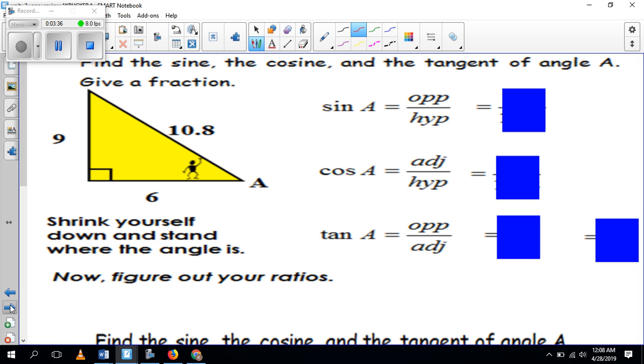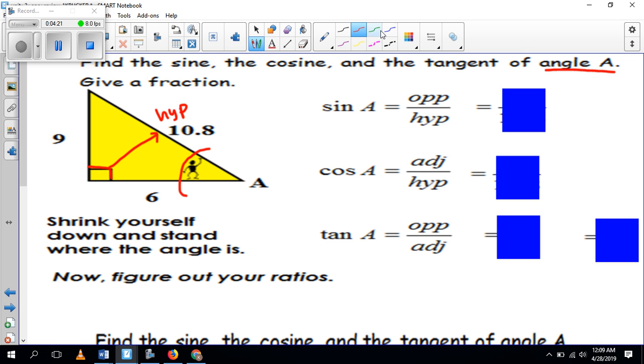Now we're going to be working with finding the sine, the cosine, and the tangent of angle A. The first thing we're going to do is identify our parts. 90 degrees is right here, and across from the 90 is always the hypotenuse. When you're doing these, make sure you're always reading the question, because a lot of times it gives you information. It says find the sine, the cosine, and the tangent of angle A, so it told us what angle we're working with.